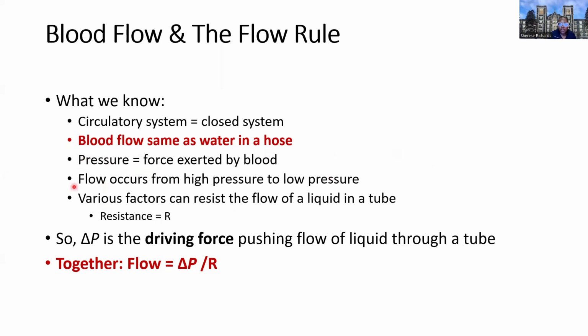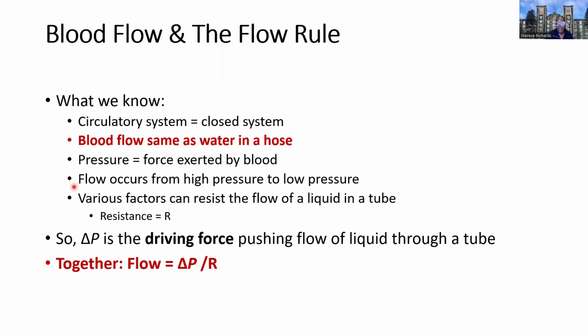Also, when you think about flow, it's from high pressure to low. So I mentioned this earlier, it's passive movement. So we need a gradient. If there were no gradient, there would be no flow. If the pressure in my heart was the same as the pressure in my radial artery, for example, blood would never move from the heart to the radial artery.